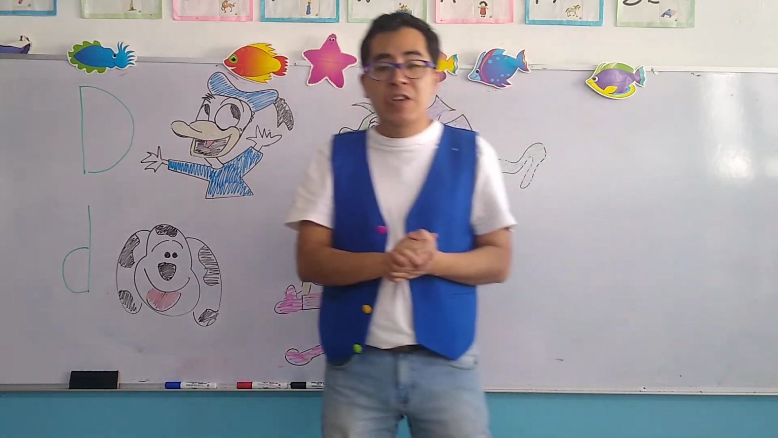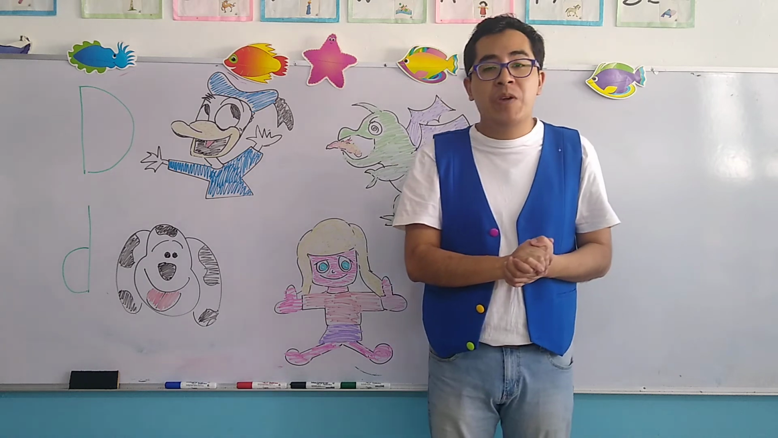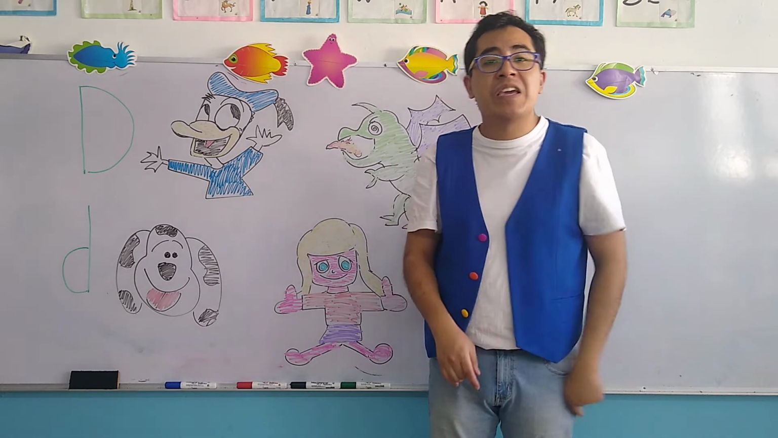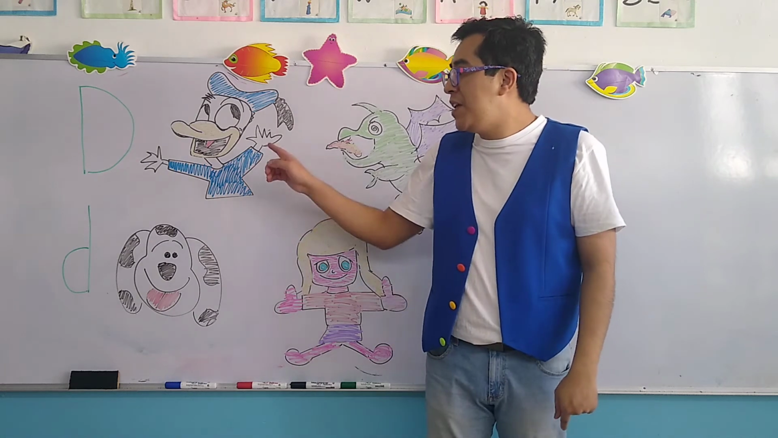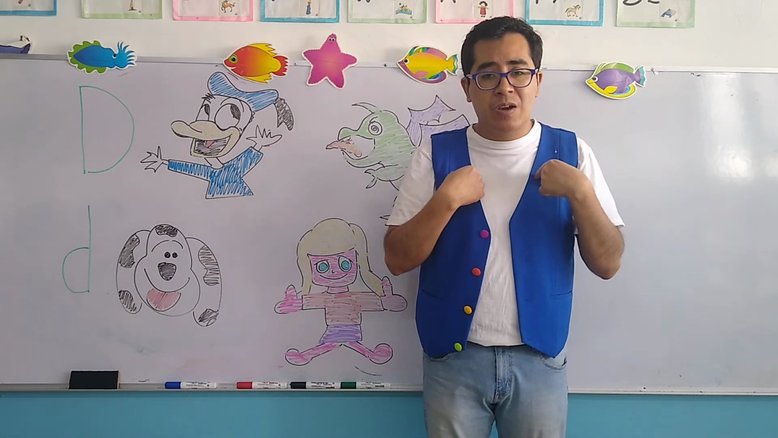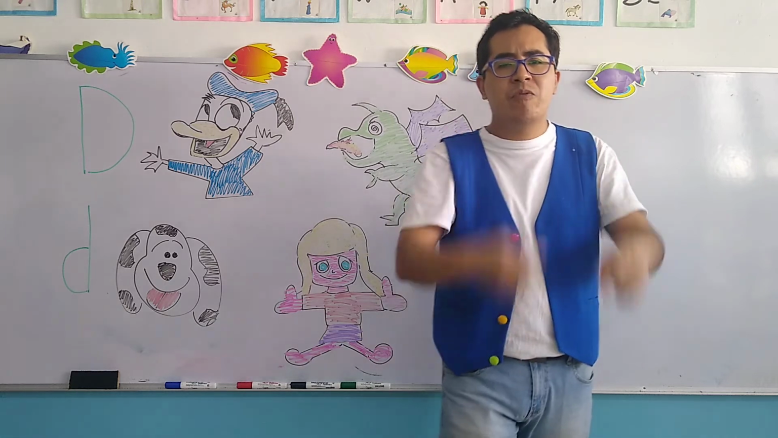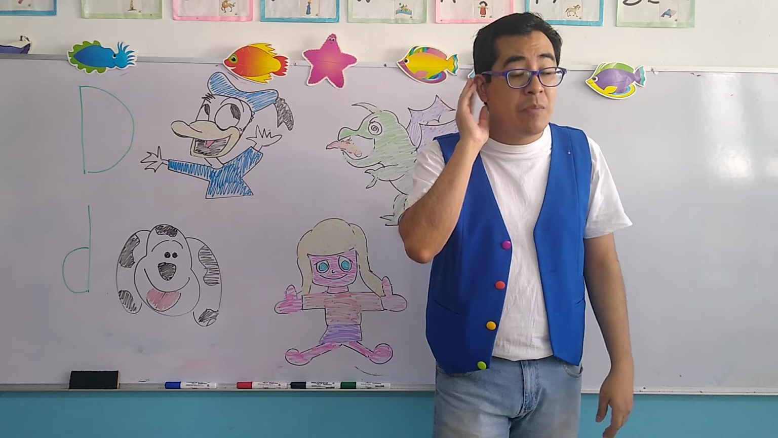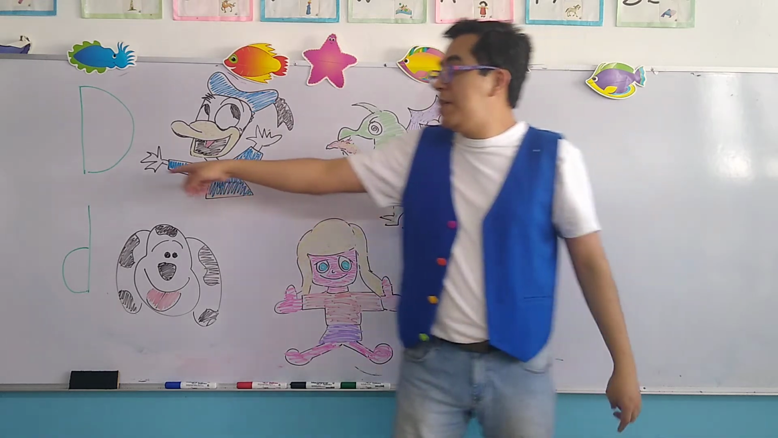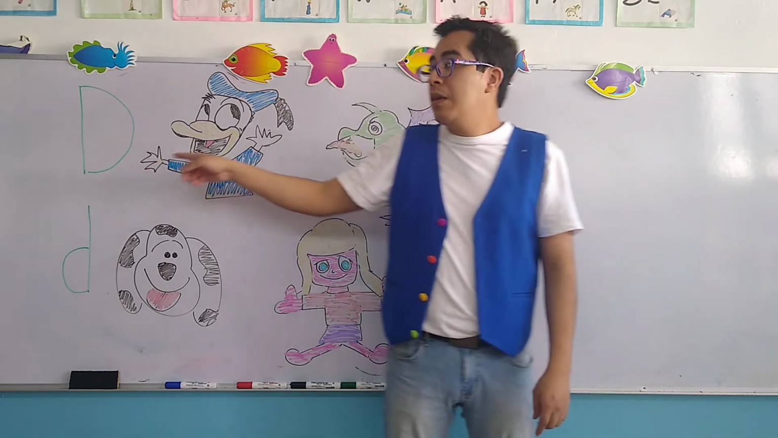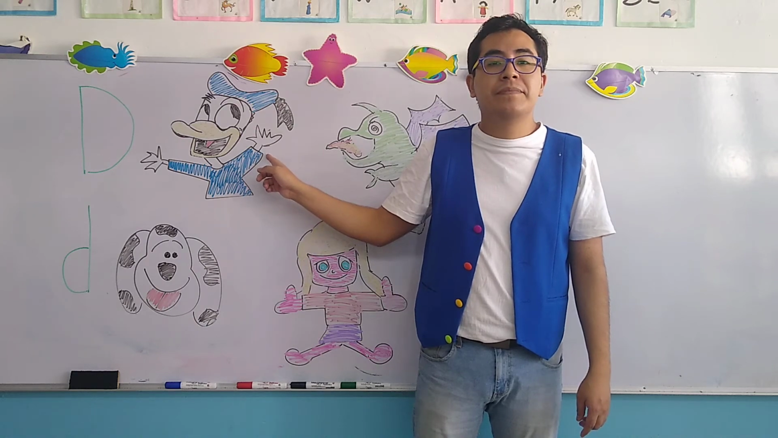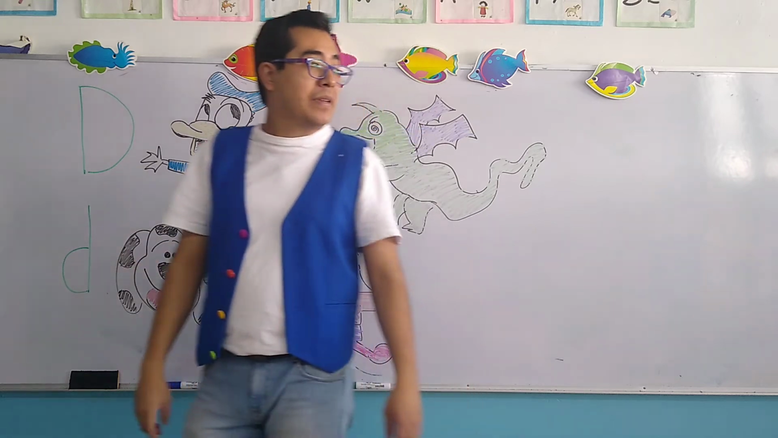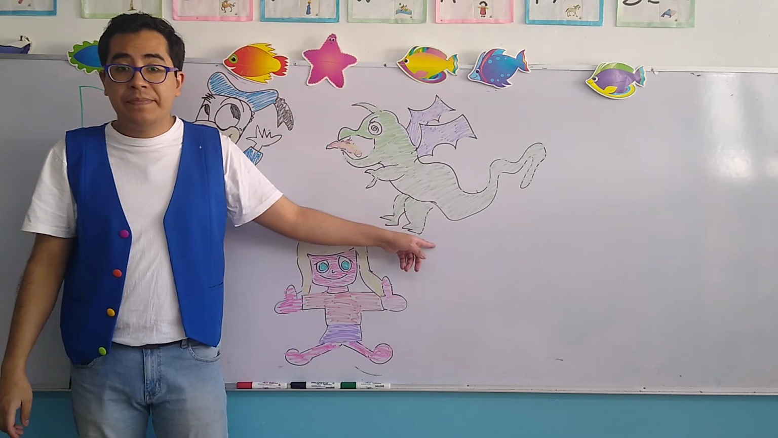Now, before we finish, my friends, let's review one more time the vocabulary of today with the letter D. Let's start with the capital D. Remember, the teacher Jacob says it first, and then you have to repeat it with all of your energy, louder, so I can hear the pronunciation. Capital D. Dog. Capital D. Dragon.